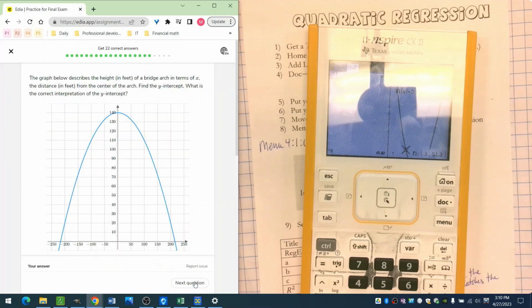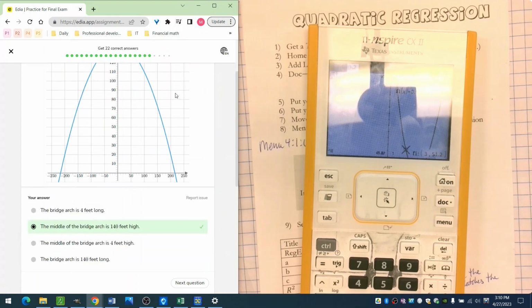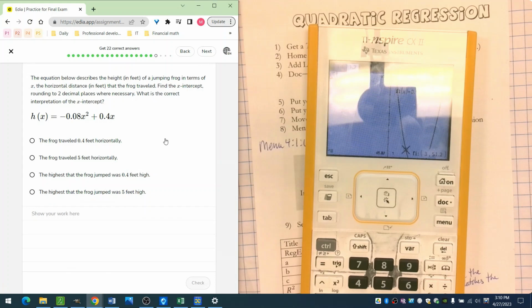This is really just a units. Can you read what the question's asking? Okay, we're looking for a y-intercept. Oh, I gotta say next question, sorry. The equation below is the height of the jumping, y-intercept, 2 decimal places. What's the correct interpretation of the x-intercept?